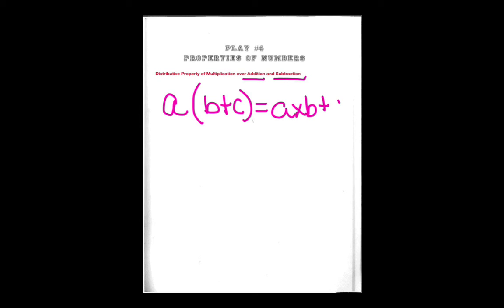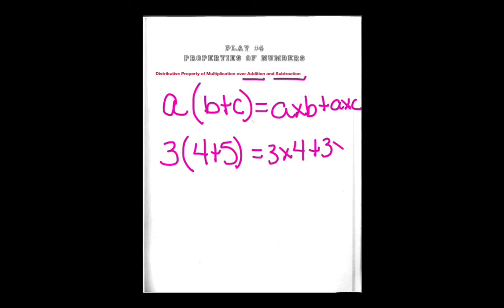Let's try it with a few numbers, just so you know what I'm talking about. 3 times the quantity of 4 plus 5 is the same thing as saying 3 times 4 plus 3 times 5. I like to put parentheses around these to keep it neat, and here's how it works. 3 times 4 is 12, 3 times 5 is 15, 12 plus 15 is 27. Let's see if that's true. 4 plus 5 is 9, and 3 times 9 is 27. So that worked. Okay, let me show you one more example. Go ahead and add another page. Okay, and let me show you.